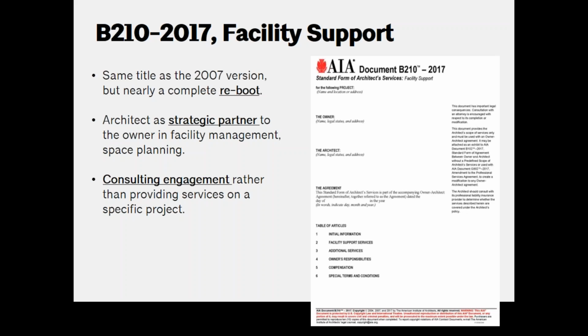If you can imagine an owner who has a real estate portfolio of offices, maybe 5 to 10 office buildings in the same city, the owner has to manage space within those buildings and decide, do they need to build more office space? Do they need to lease more office space? Or can they be more efficient in their use of their existing space? Well, the B210 facility support scope imagines the architect as somebody who is that strategic partner to the owner, who can be a consultant to the owner in making those kinds of decisions.